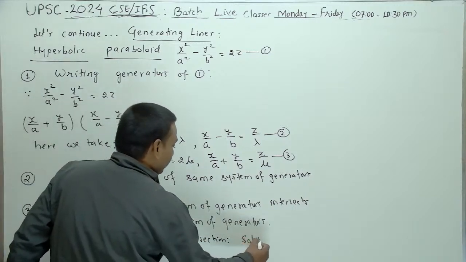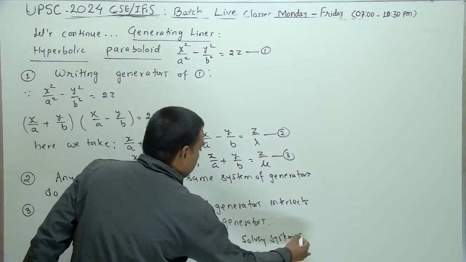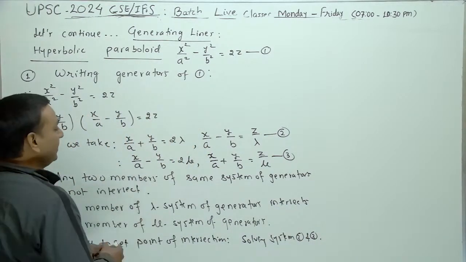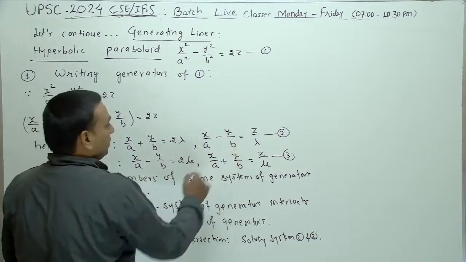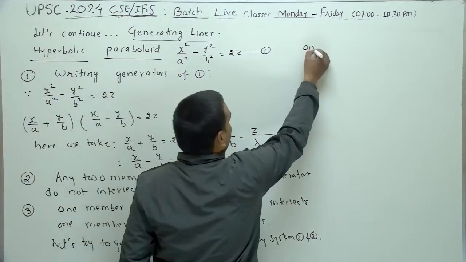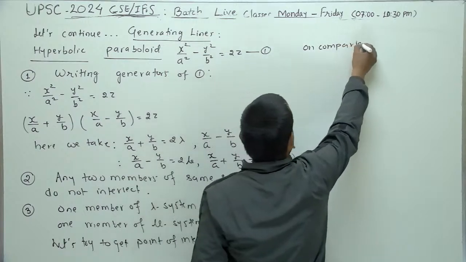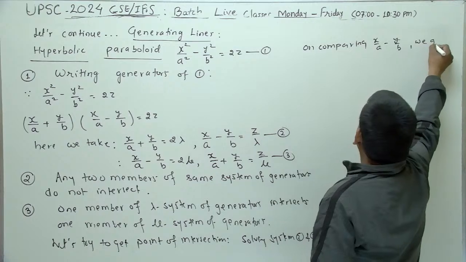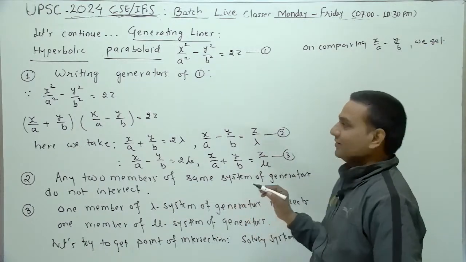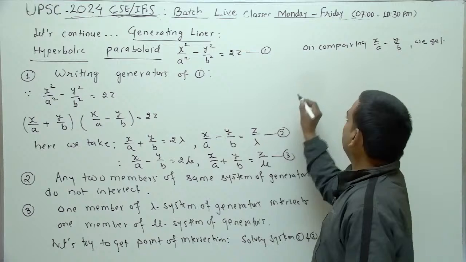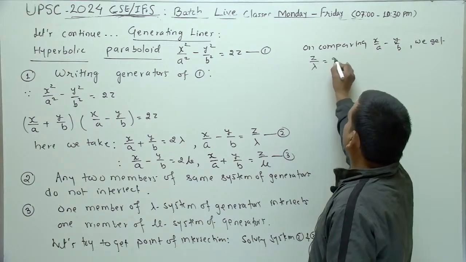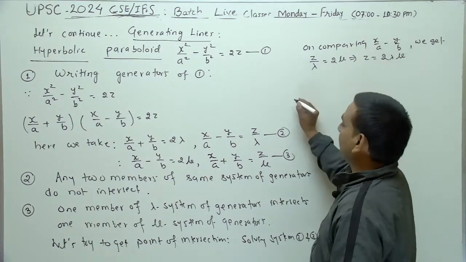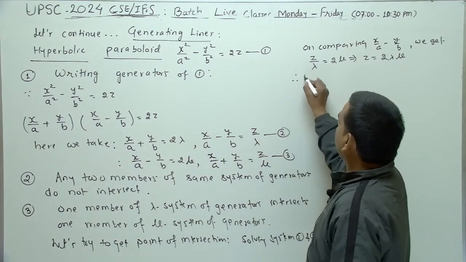Solving system 2 and 3. How to solve that? Look, on comparing x upon a minus y upon b, what do you get? On comparing x upon a minus y upon b, we get, dear fellows, z upon lambda equals 2 mu. This implies z equals 2 lambda mu. First thing.